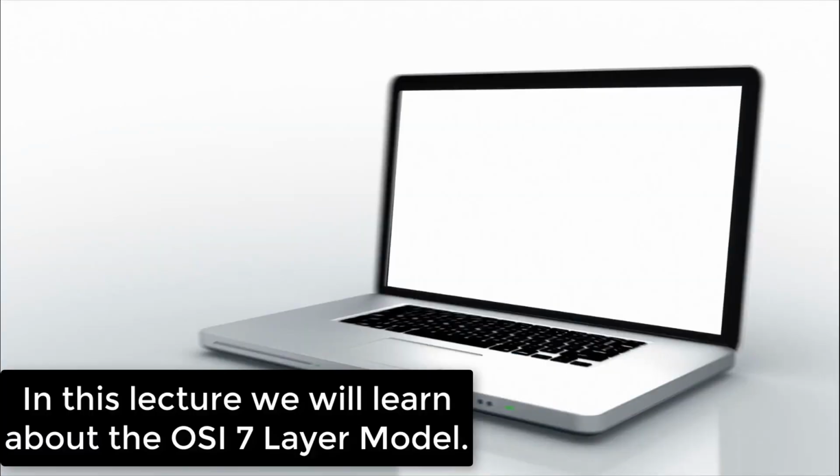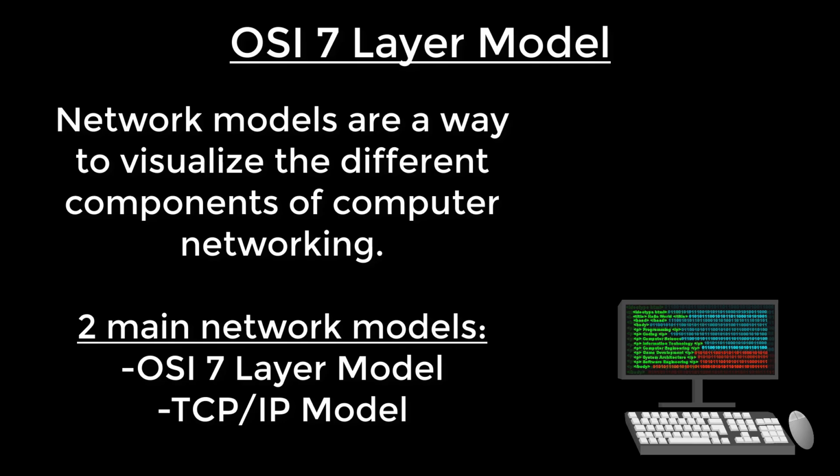In this lecture, we will learn about the OSI 7-layer model. Network models attempt to represent the major functions of computer networking and the roles that they play. The OSI 7-layer model is one of the two most popular networking models. The other is TCP/IP, which we will learn about in the next lecture.